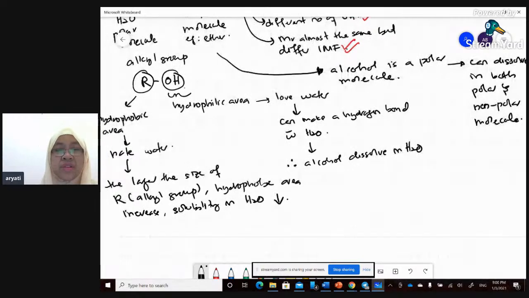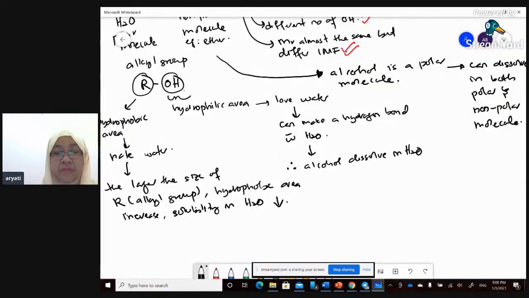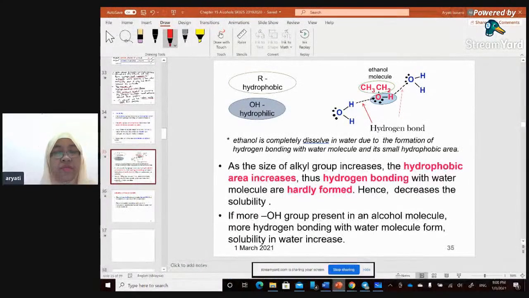Jadi soluble in ether. Okay, so we refer to the lecture note. Okay, so masihlah estimation saya tadi, ethanol is completely dissolved in water due to the formation of hydrogen bond with water. So ini ialah ethanol, CH3CH2OH. So the hydrogen bond is between O dengan H, H2O, dengan H ethanol with O, H2O.